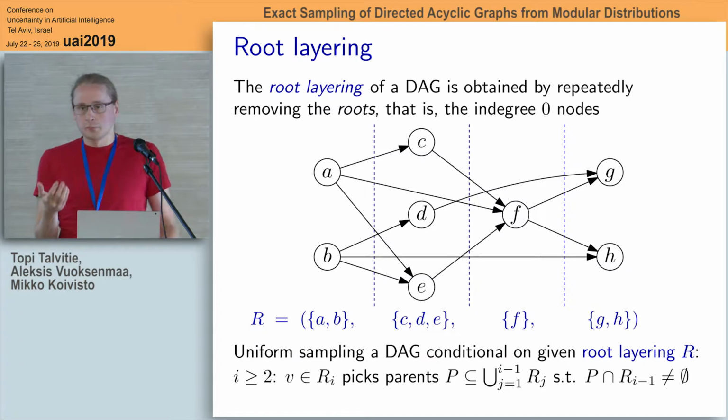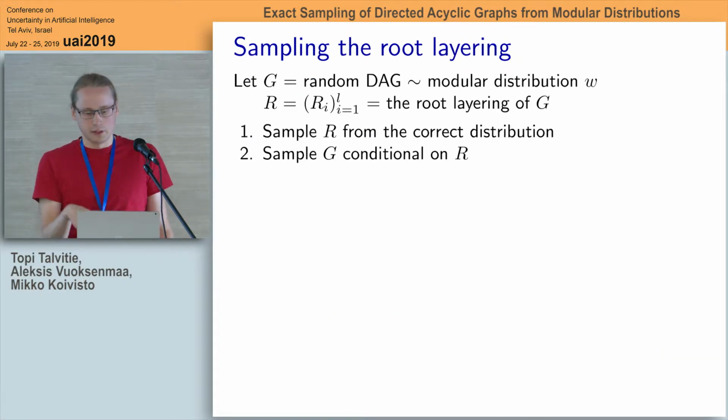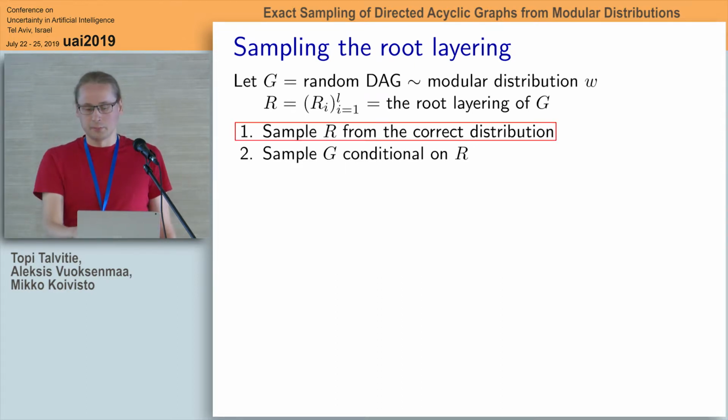But of course in practice, we don't have a fixed root layering. The root layering could be anything. So the idea in the algorithm is to first sample the root layering from the correct distribution, and after that sample the DAG. And we already saw how to do this phase 2 in the previous slide, so we focus on this first step.